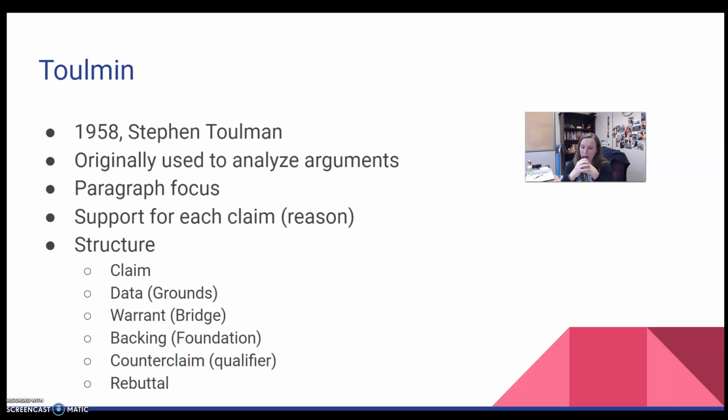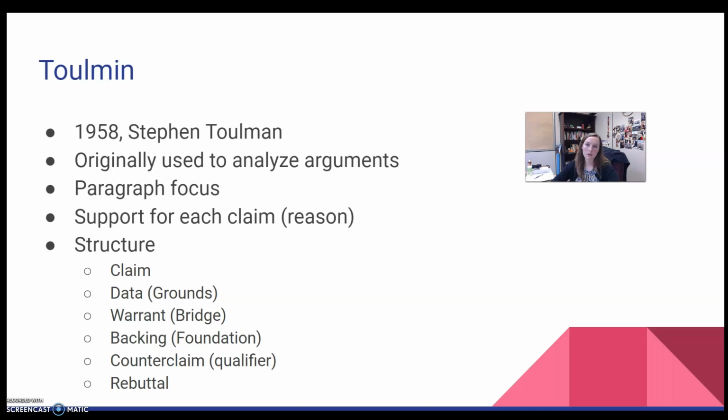And then you also have something called a counterclaim, which is going to be addressed in, I say, chapter 6. And it can also be known as a qualifier because it's limiting your claim and acknowledging that you're not always 100% true. And by doing this, you're strengthening your argument.